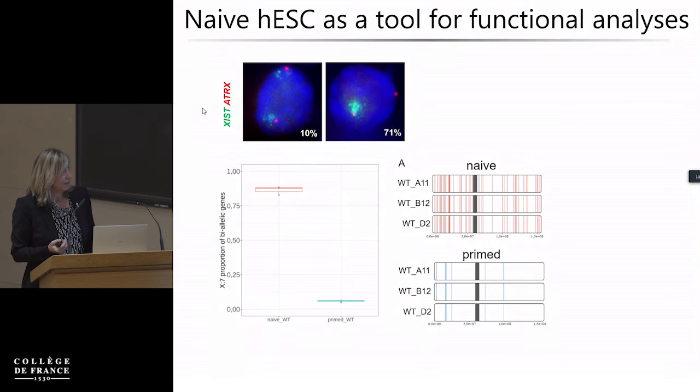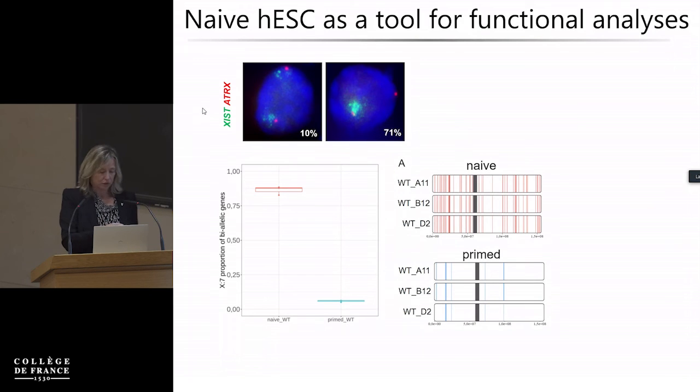We have looked at the activity of the X chromosome, not at the level of a single gene, because that doesn't tell us the whole story, but we've looked at polymorphisms on the X chromosome, and this enables us to measure whether the genes were expressed from only one X or from two X's. And so in primed ES cells, there are very few genes that are expressed from the two X chromosomes, and those are the genes that escape X chromosome inactivation. But when you look in naive human embryonic stem cells, most of the genes that we could analyze through the SNPs are biallelic, confirming that the two X chromosomes are active.